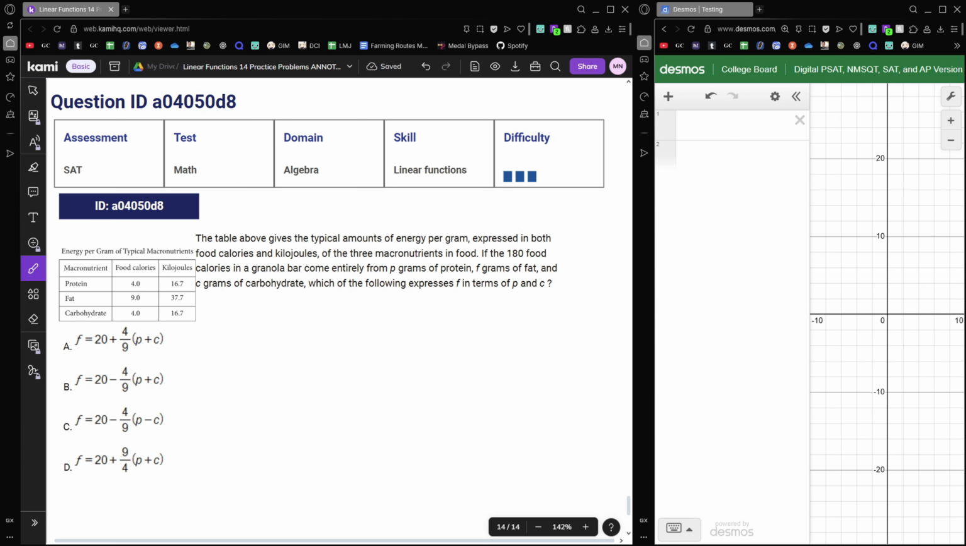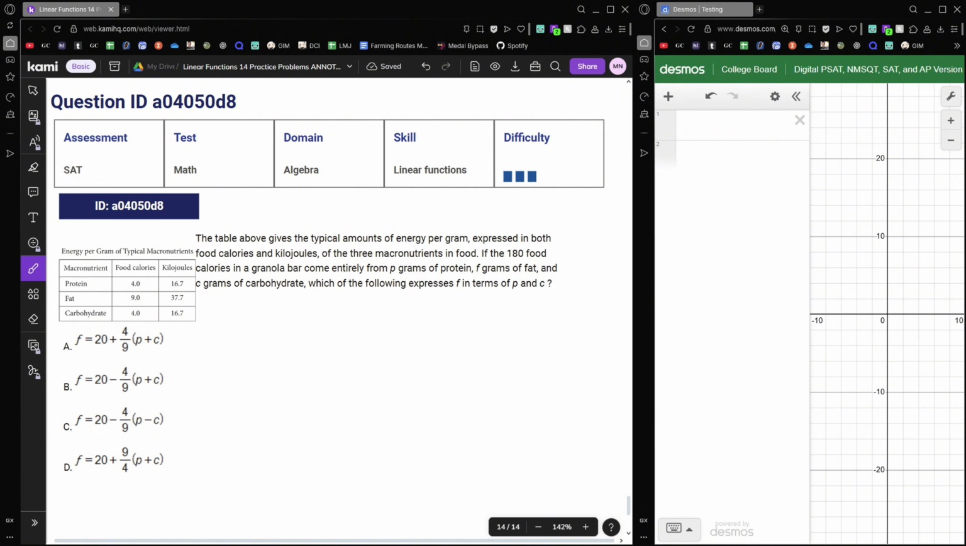Question number 14. The table above, or really to the left, gives the typical amounts of energy per gram, expressed in both food calories and kilojoules, of the 3 macronutrients in food. If the 180 food calories in a granola bar come entirely from P grams of protein, F grams of fat, and C grams of carbohydrate, which of the following expresses F in terms of P and C?